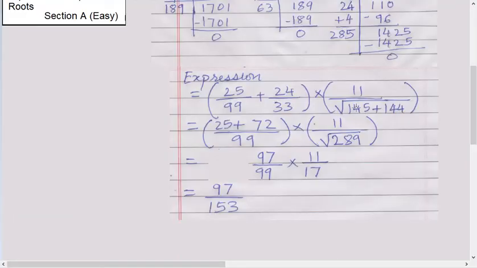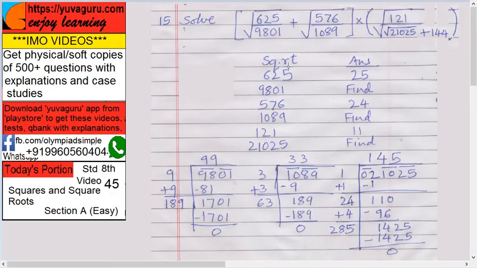So now the given expression becomes 25 upon 99 plus 24 upon 33 into 11 upon, now this square root as a whole. See here, this square root was this one, this full square root it was. Now 121 has come out of this square root, so it has become 11. So this square root will go to the whole denominator now. So it has gone to the whole denominator, and this is 145, which was earlier square root of 21025, 145 plus 144.